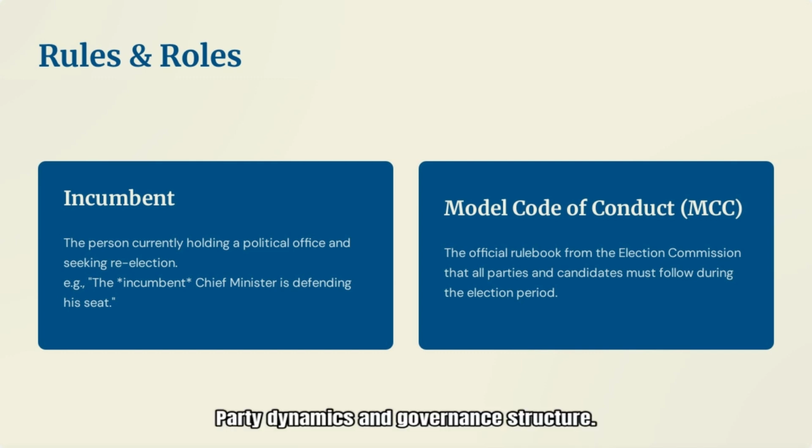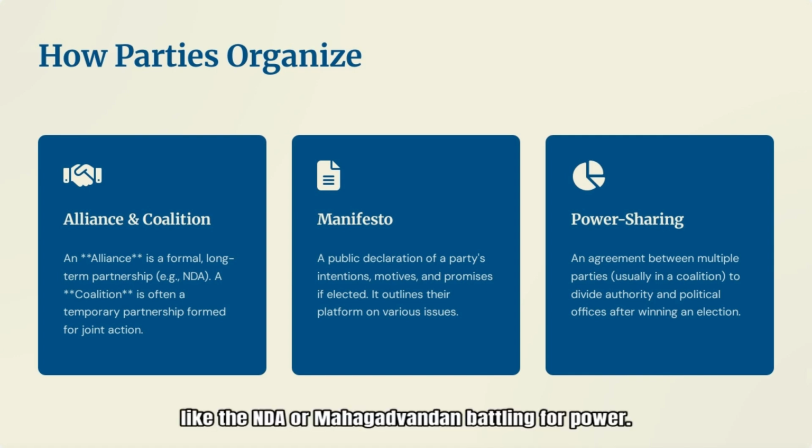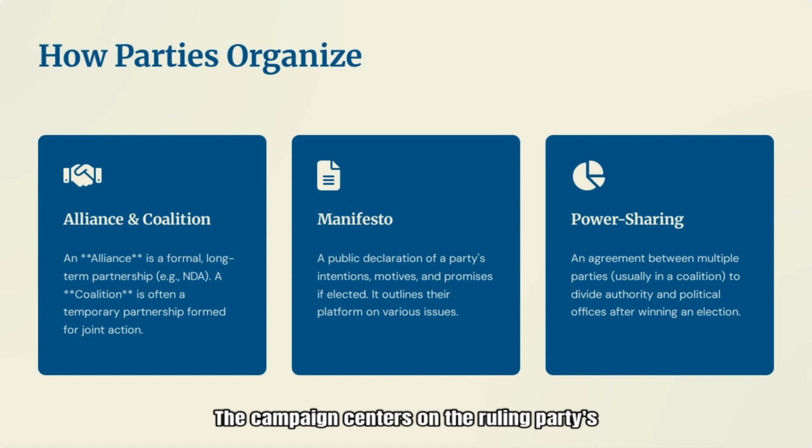Party dynamics and government's structure. Political strategy hinges on coalition and alliance. A coalition is a temporary joint action, and an alliance is a formal, longer union, like the NDA or Mahagathbandhan battling for power. Every party releases a manifesto, their public declaration of promises, often featuring job creation or loan waivers. The core topic is governance, the way a state is run. The campaign centers on the ruling party's record of governance over the last 5 years.